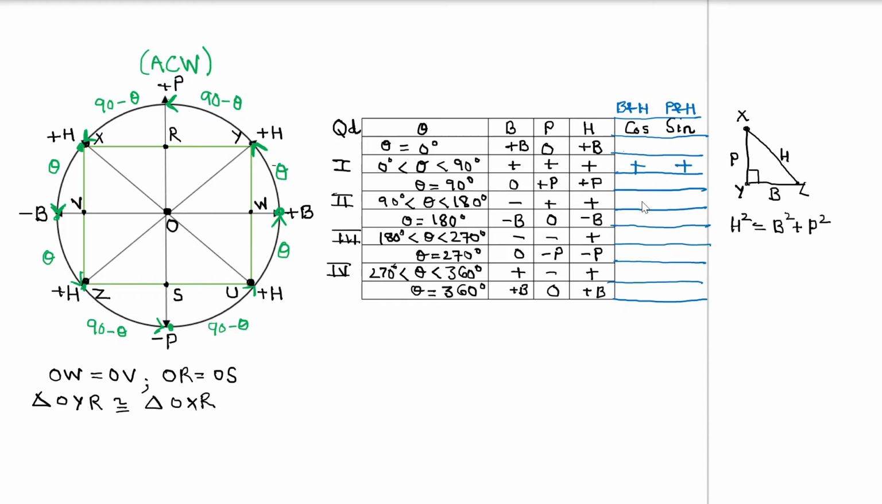In the second quadrant, you would see that cos becomes negative, sine is still positive. In the third quadrant, cos is using b and h, so it is negative, and sine is using p and h, so even that is negative. In the fourth quadrant, you just have to multiply their polarities to take it to the next level. You just have to multiply their polarities so that you are able to understand it in a better manner.